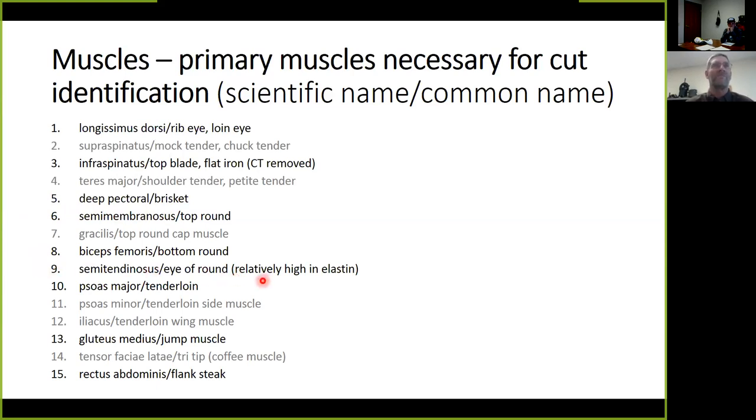And this muscle happens to be relatively high in elastin. Elastin is a type of connective tissue that won't degrade when you cook it. So no matter how long you cook this, it's going to still be pretty tough. And that's important with this muscle because it's a round muscle that sometimes can be confused with the tenderloin muscle, except it has a lot coarser texture than the tenderloin muscle.